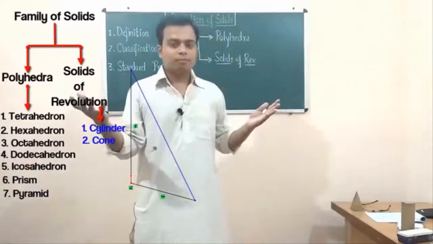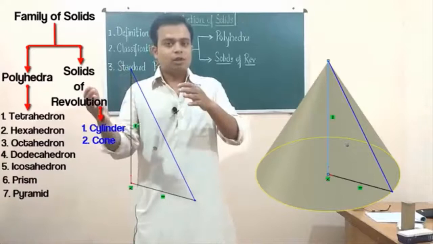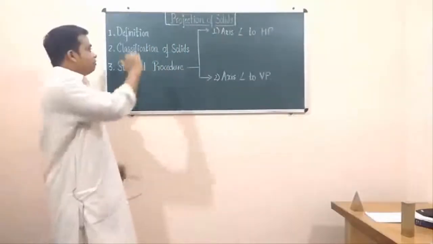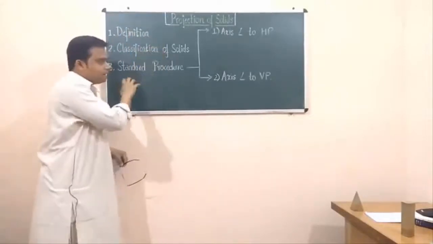What is it going to form? It's obviously going to form a cone. So a cone is the result of the solid of revolution of a right angle triangle, RAT. That's it. Now that we have seen the definition of solids and the different types of solids, let's switch over to the standard procedure.